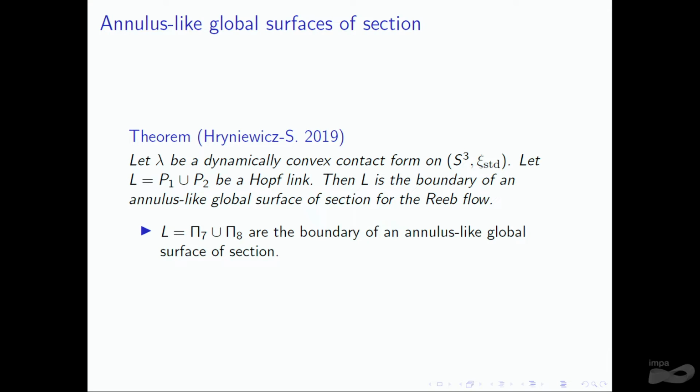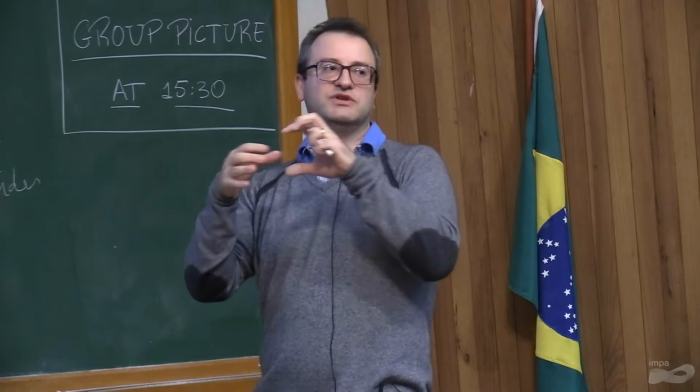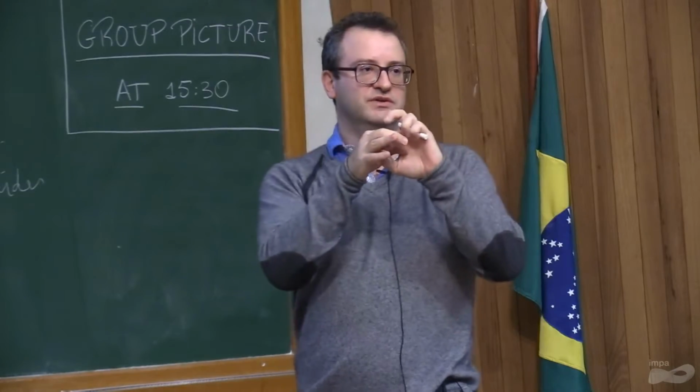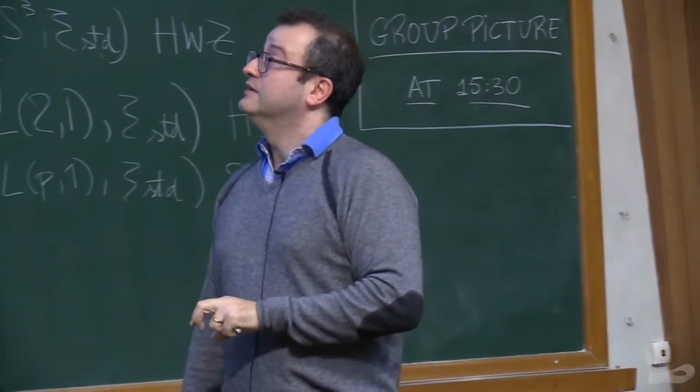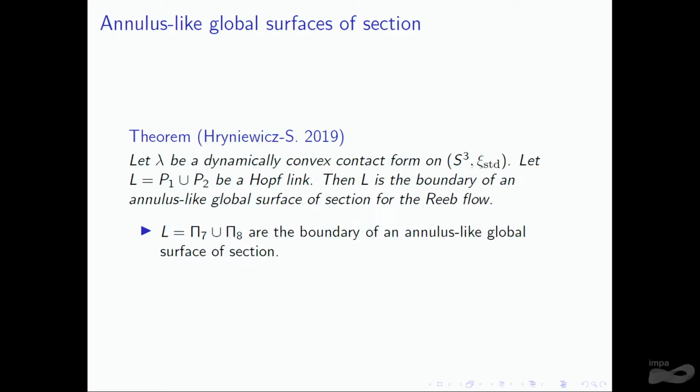Each one of them is the boundary of a disk-like global surface of section, but more than that, you can even produce an annulus-like global surface of section associated to this link. Okay? The boundary is this link. And it's just a very simple situation.